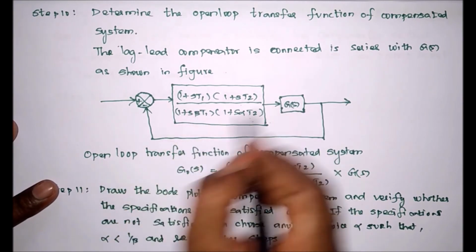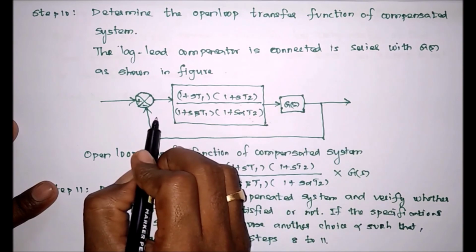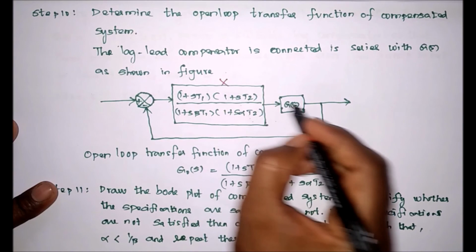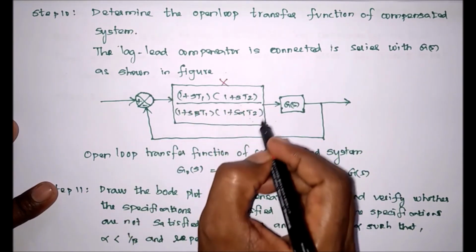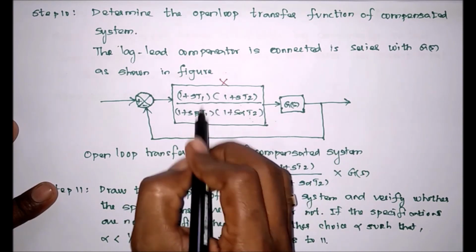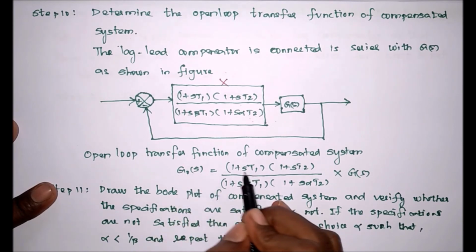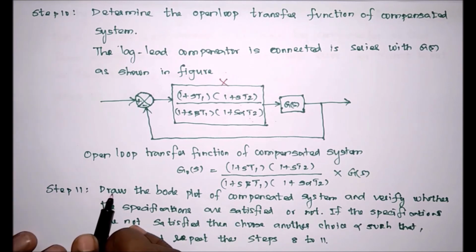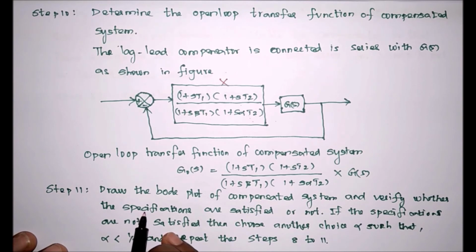So from this block, we get the open loop transfer function of the compensated system. If it is without this lag-lead compensator, it is the uncompensated system. After adding the lag-lead compensator, it becomes the compensated system. So the compensated system GO(S) equals the multiplication of this term and G(S). Now draw the Bode plot of this compensated system and verify whether the given specifications are satisfied or not.